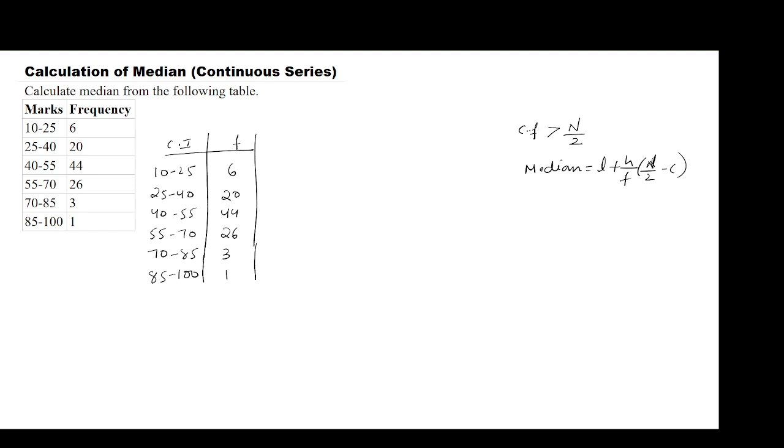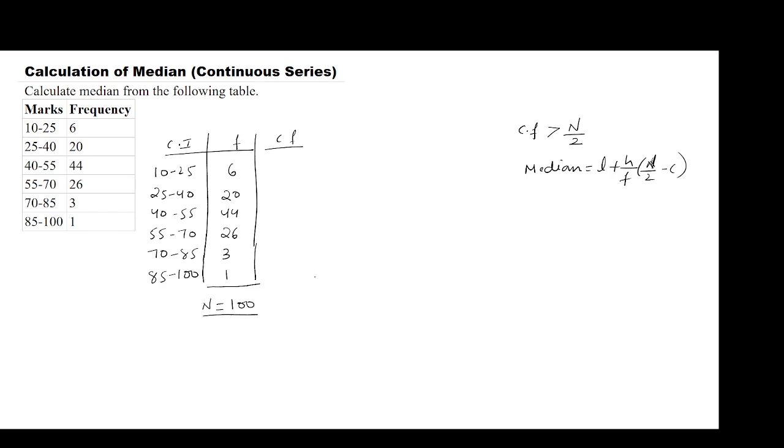Now I have to check whether the cumulative frequency is greater than capital N by 2. For this, first I need the N value. So N is the total of frequency. If I add all the frequency values, that is 6 plus 20 plus 44 plus 26 plus 3 plus 1, I am going to get the total 100. So N is equal to 100. Now I have to check whether the cumulative frequency is greater than N by 2. For this, first I have to calculate cumulative frequency.